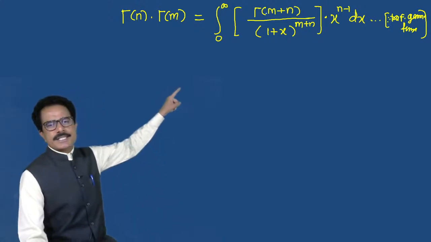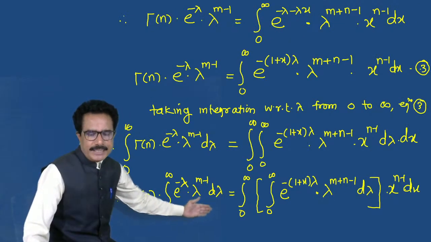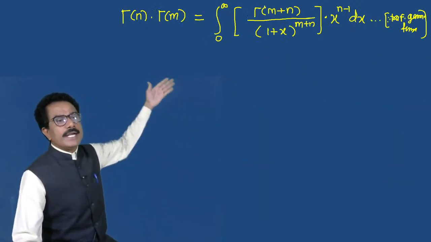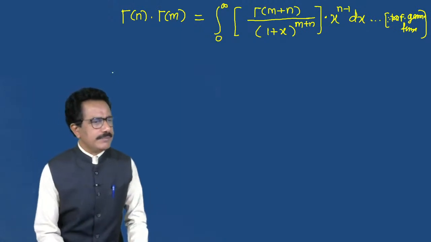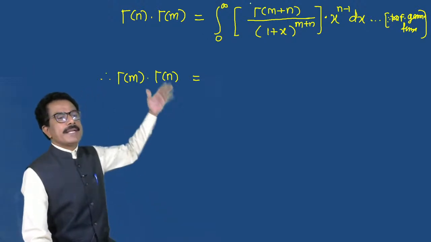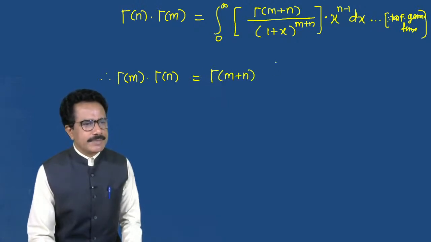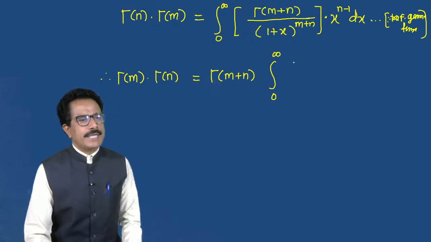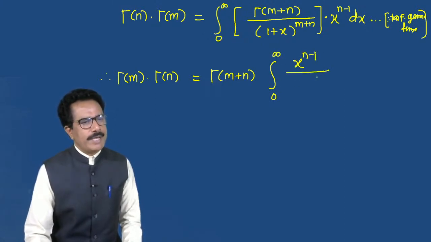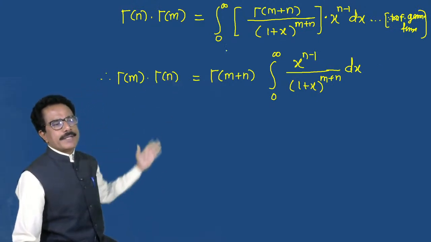So we can write here, in this case, the value of the internal integral of the double integral has come. Now gamma m plus n is a constant term, so on the left side we can write gamma m into gamma n, which is equal to, gamma m plus n being a constant term, we can take it out of the integral. The remaining terms are integral 0 to infinity x raised to n minus 1 divided by (1 plus x) raised to m plus n dx. Okay, so we have written gamma m plus n out of this integral.